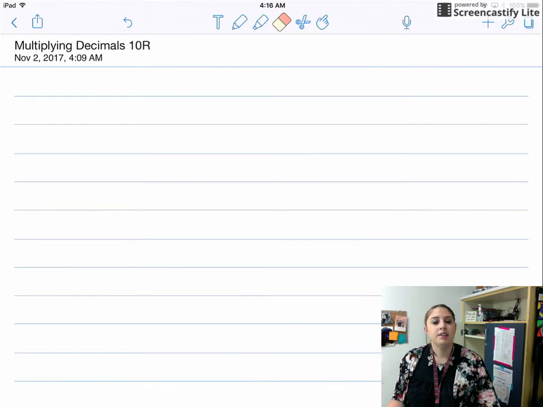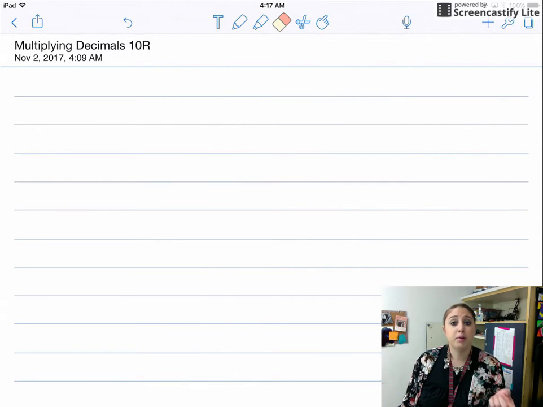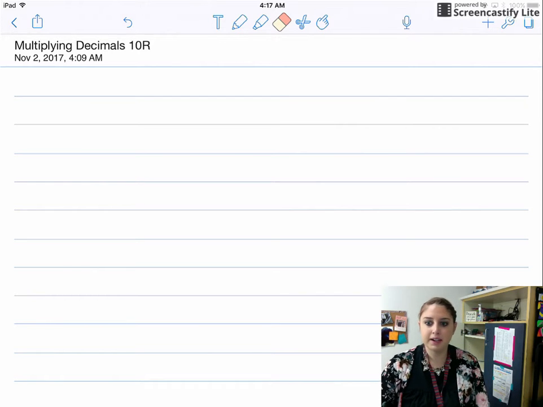Hey everyone, today we are doing something really fun. We are multiplying decimals. So, will you put in your table of contents that we are multiplying decimals on 10R? I'm going to go faster so you can pause me, put multiplying decimals 10R in your table of contents. Once you have that done, go ahead and flip to 10R and then we will begin.